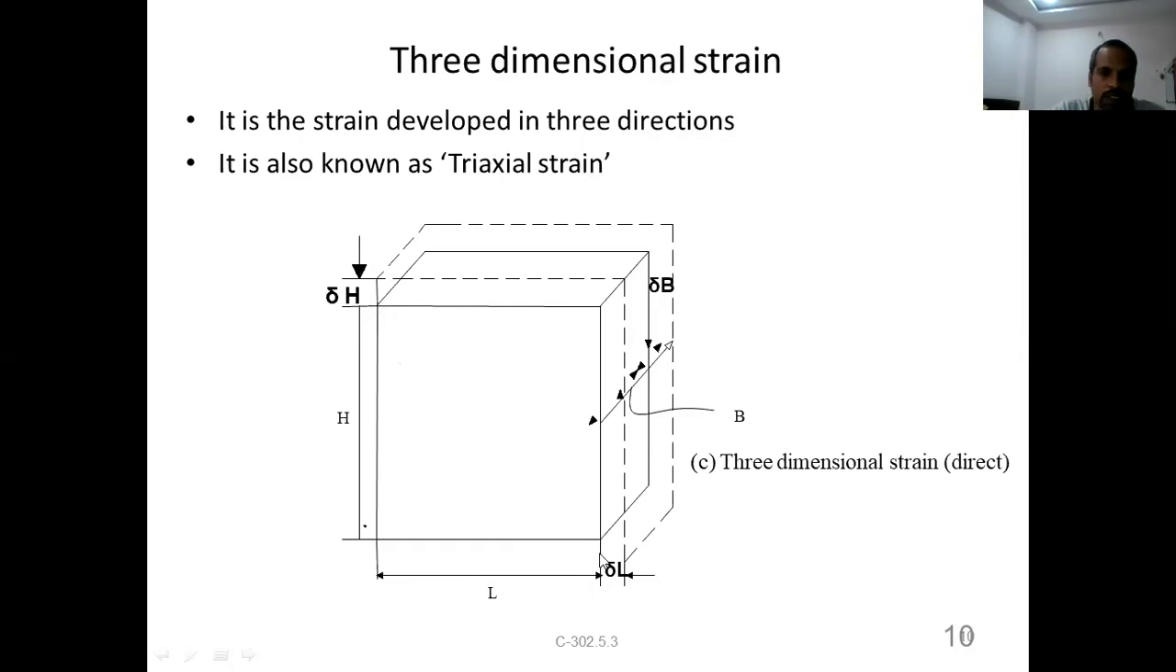The member has a change in size, or change in length, or change in dimension, or deformation takes place in all three directions. The member deforms in all three directions, along the length, along the width, along the depth or height. That type of strain we call a three-dimensional strain. In this case, along the length it is delta L by L, along the width it is delta B by B, along the height dimension delta H by H. Right?